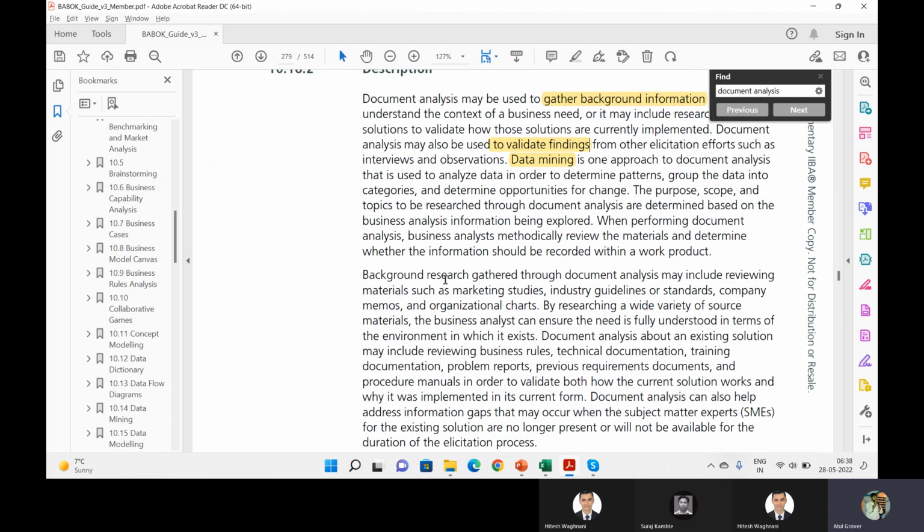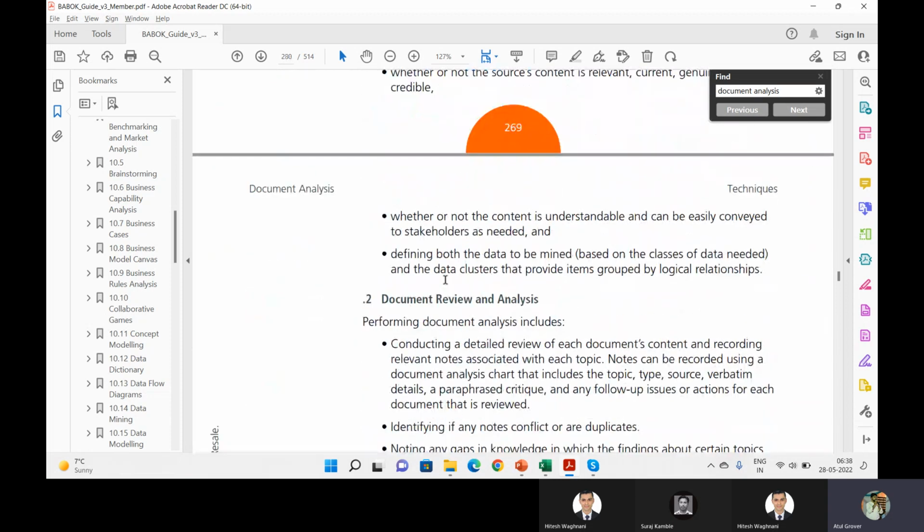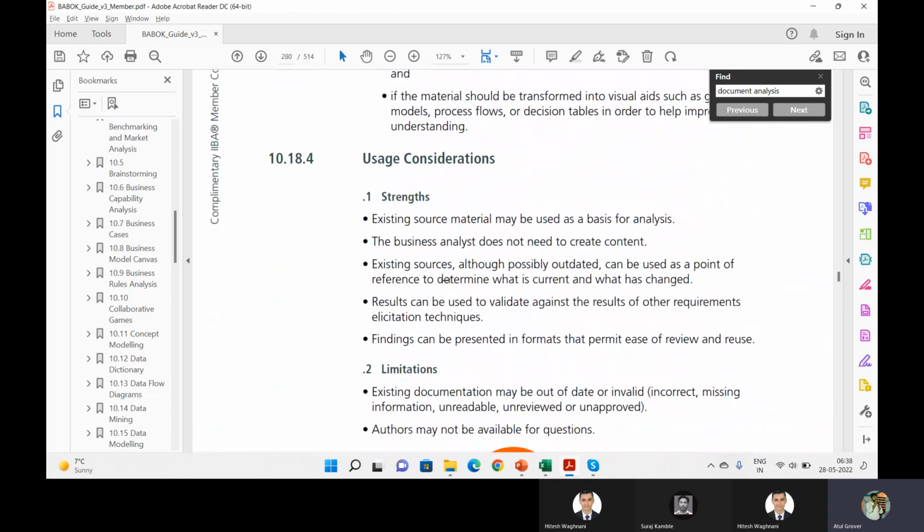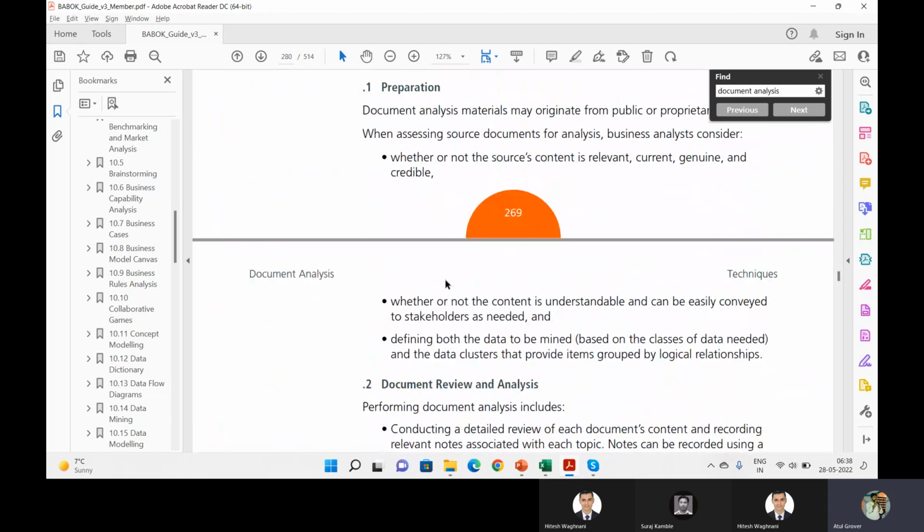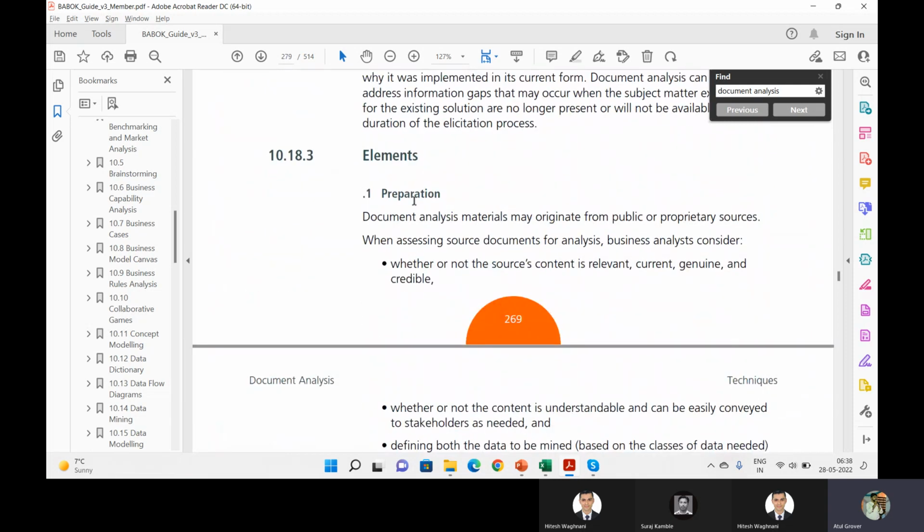Okay, now if I scroll down, no picture should be left out here, but in preparation, brother, there are two things. Make sure you read only the relevant, current and genuine material.